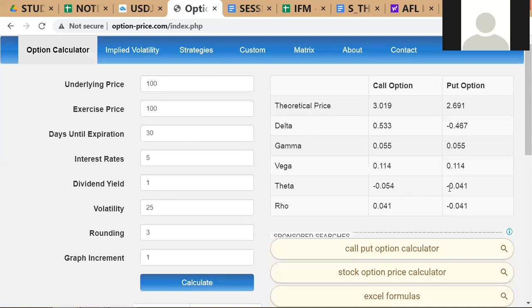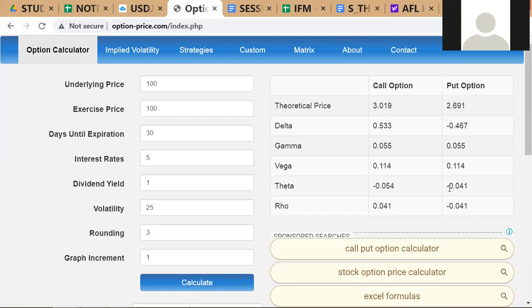Now, if you have a short position, then the theta will become positive, in the sense of mathematically positive, because minus minus becomes plus. Because your position is minus, you're short. So minus minus will turn it positive mathematically.